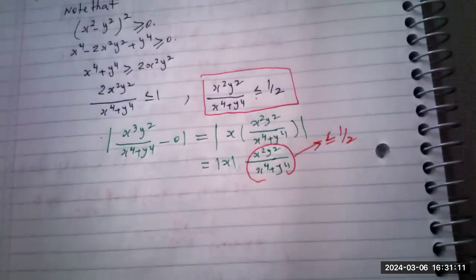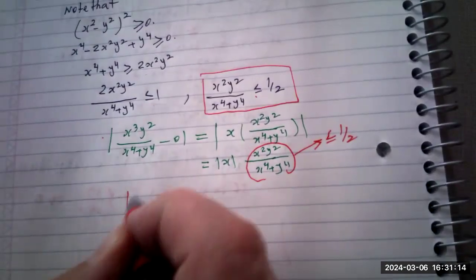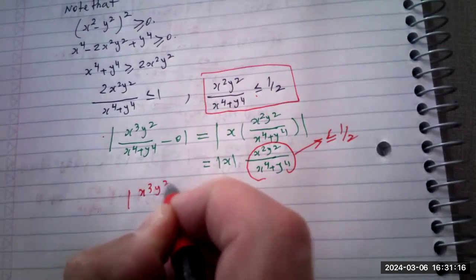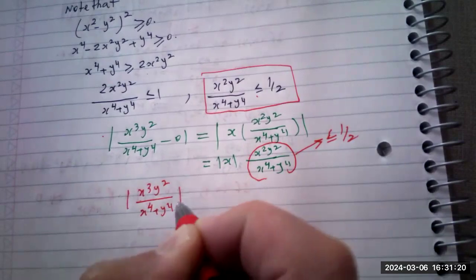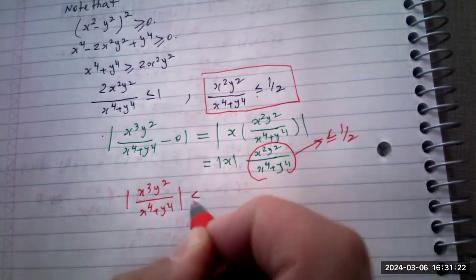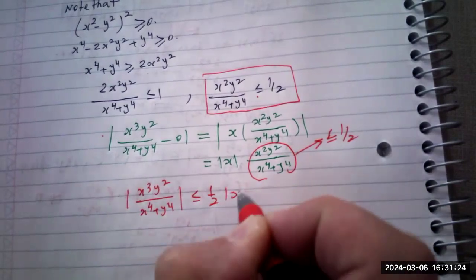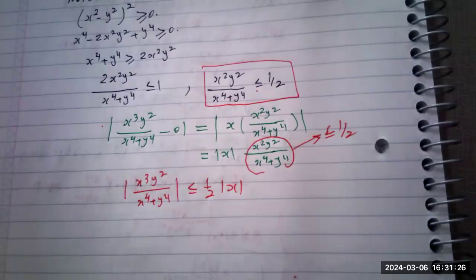So this means x cubed y squared divided by x to the fourth plus y to the fourth is going to be less than or equal to 1/2 times the absolute value of x. You see? I showed you that you can estimate it with the absolute value of x again.